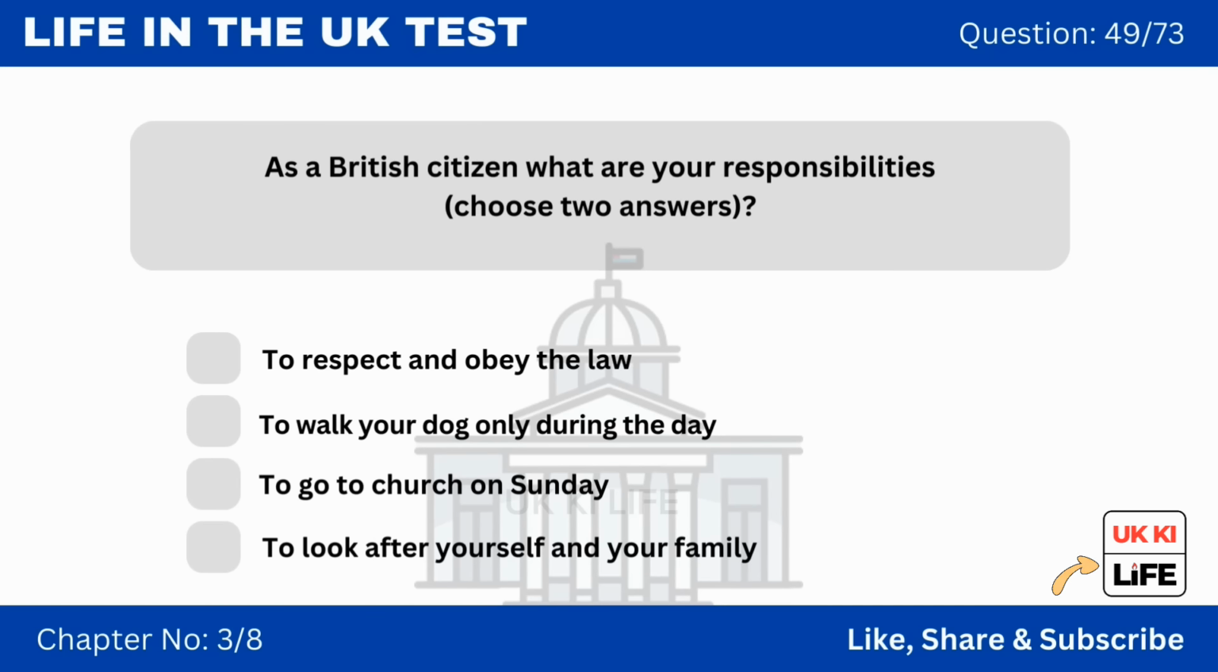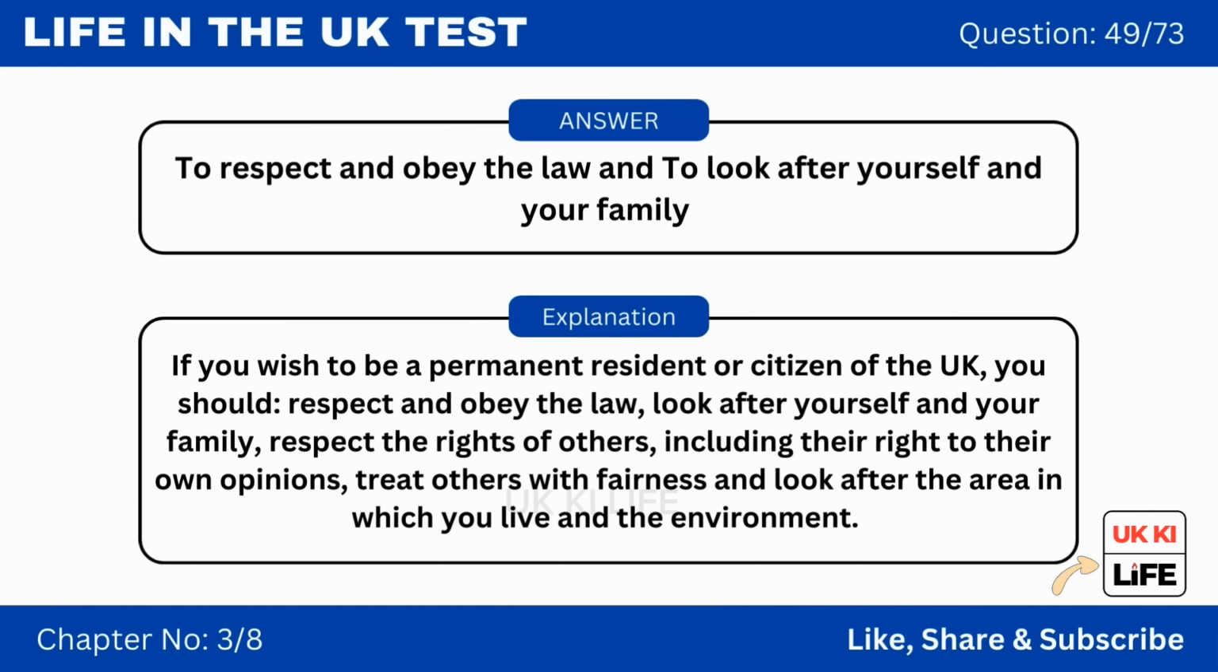The correct option is A and D. Explanation. If you wish to be a permanent resident or citizen of the UK, you should respect and obey the law, look after yourself and your family, respect the rights of others, including their right to their own opinions, treat others with fairness and look after the area in which you live and the environment.